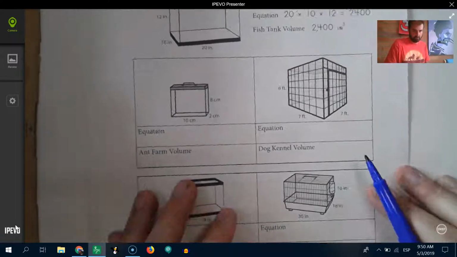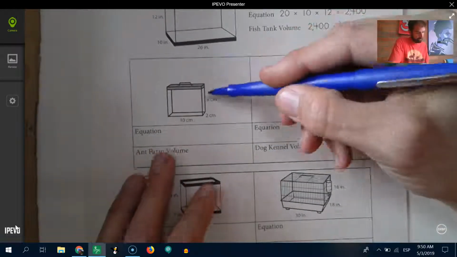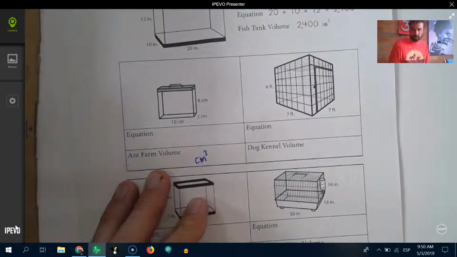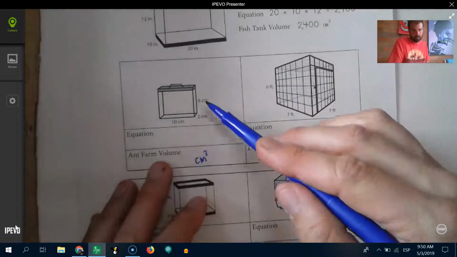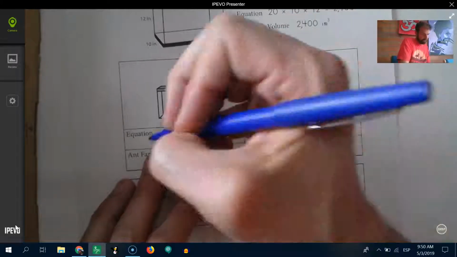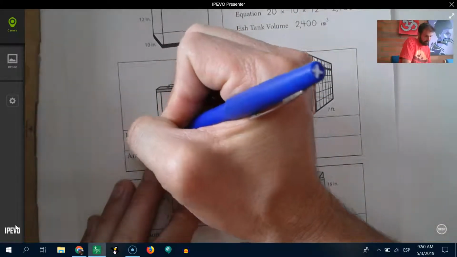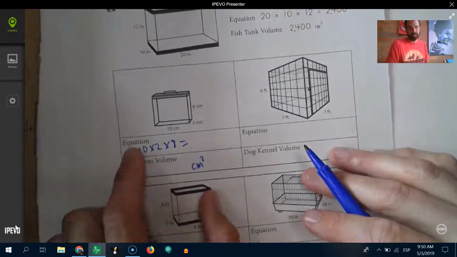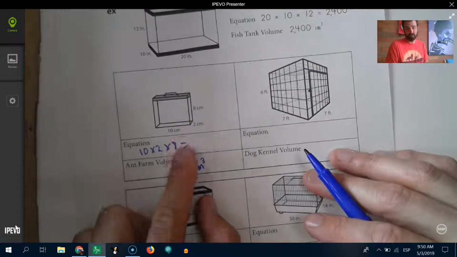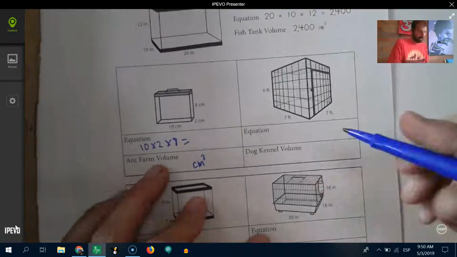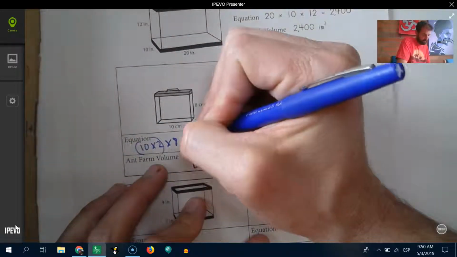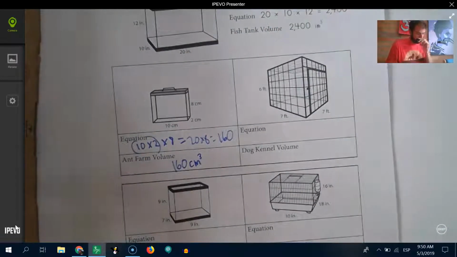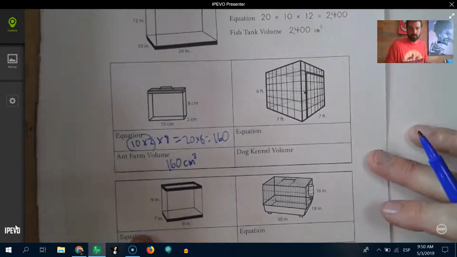So let's look at this little fish tank here. First I want to see centimeters, so I'm going to do centimeters cubed, because I know that's going to be important. I have 10 by 2 by 8, so 10 times 2 times 8 equals my volume. I could do 8 times 2 and then by 10, that seems pretty easy too, but I will keep it this way. So that's 20 times 8, which is 160. So I have an ant farm volume of 160 cubic centimeters.